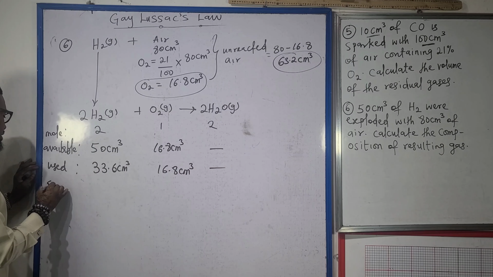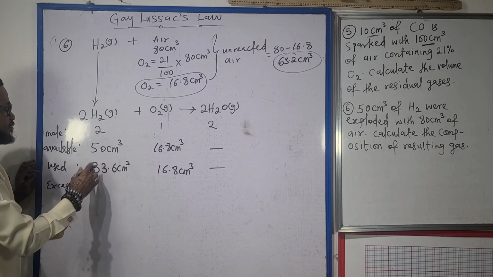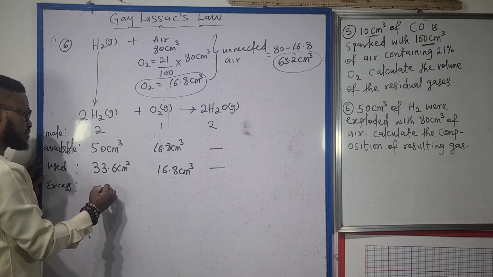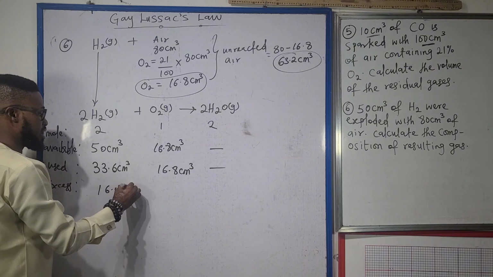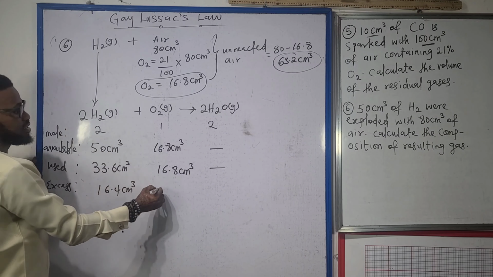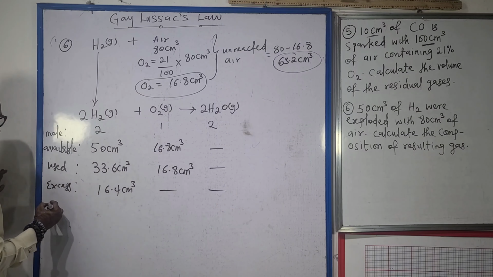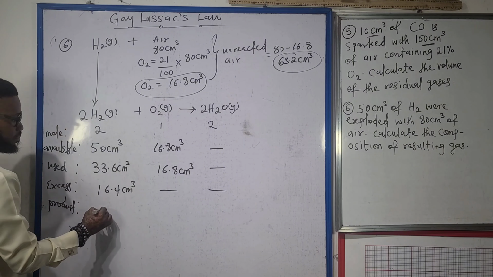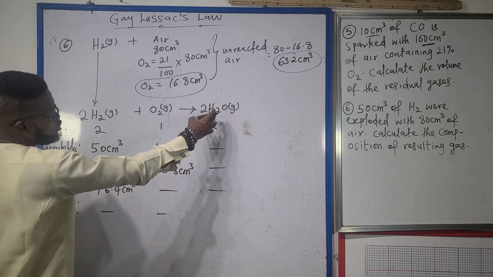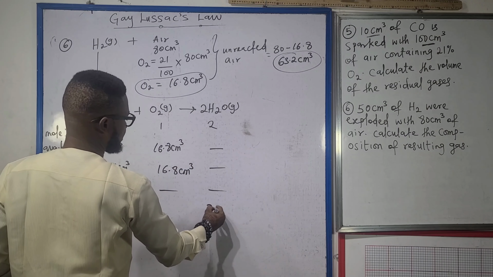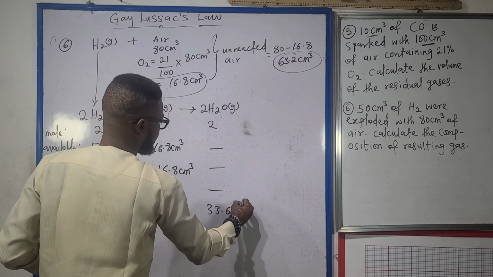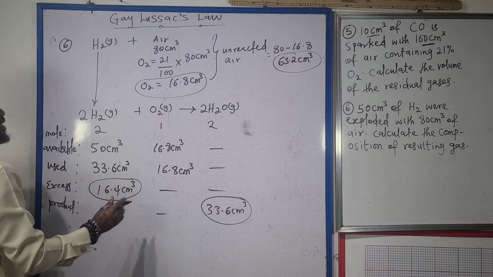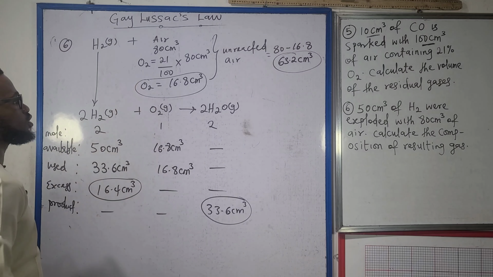So what do I have in SS? 50 minus 33.6 is going to give me 16.4 cm cube. That's what is in SS. Nothing is in SS for oxygen here. Talking about the product, here is going to be 2 moles, so that is 33.6 cm cube as well. So these are the things that matter now: what is in SS, and then the product. In this case, the whole of the oxygen is being used up.